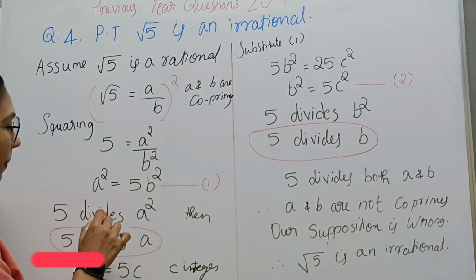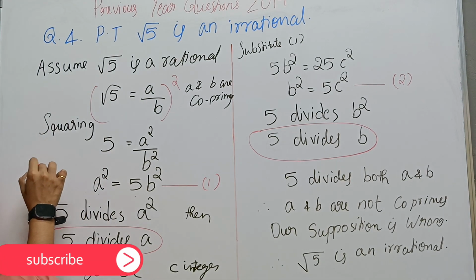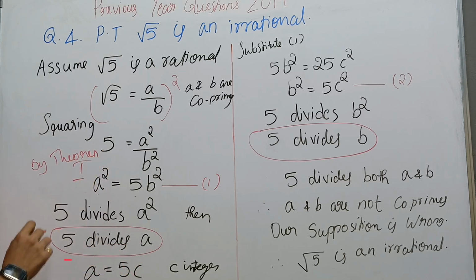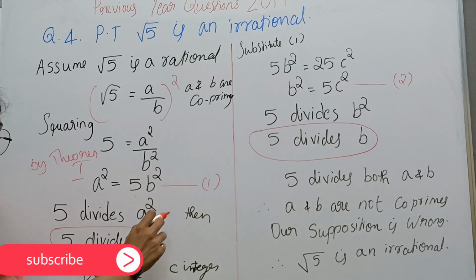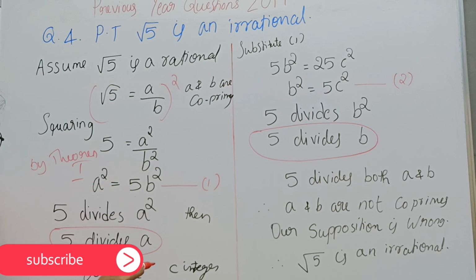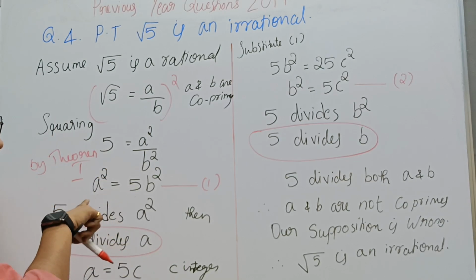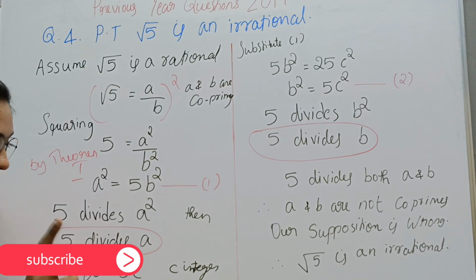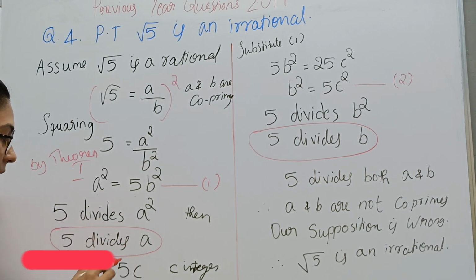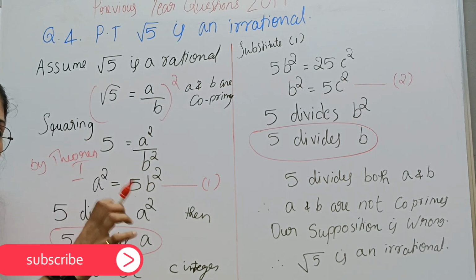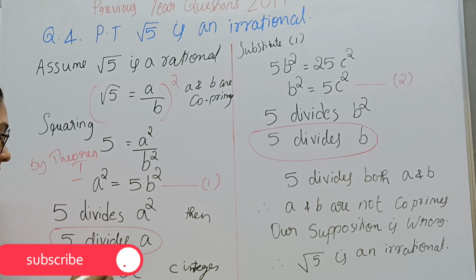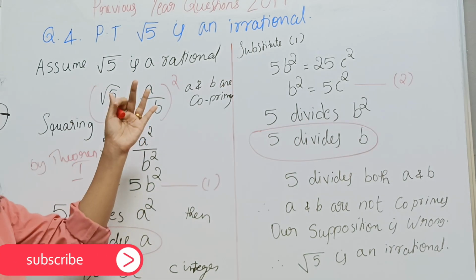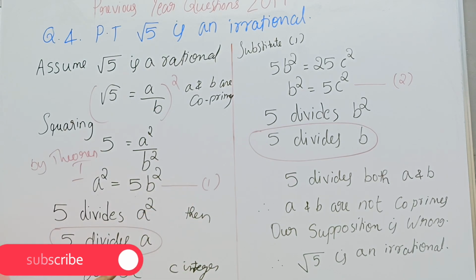Then by theorem 1, if 5 divides a square, then 5 divides a. Now we introduce another term c, which is an integer, that is a is equal to 5c. Hope it is clear up to this.